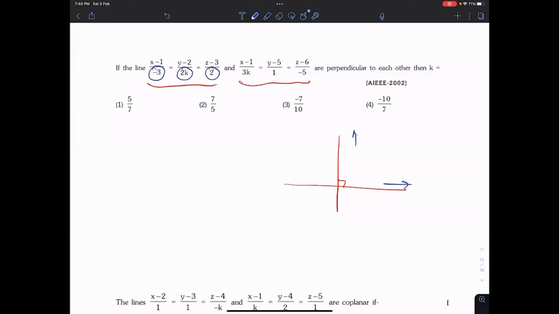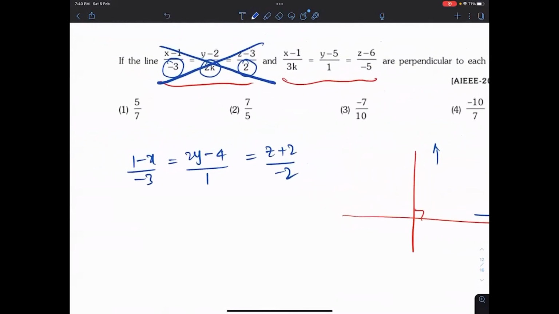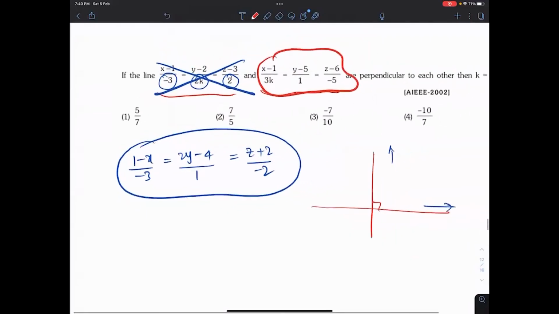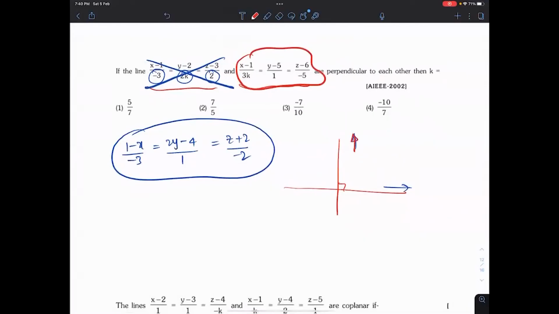And you need to make sure, for example, if the question is, assume that this is not given. I am writing one first line. Observe this very carefully. 1 minus x by minus 3 equals 2y minus 4 by 1 equals z plus 2 by minus 2. For example, like this it is given. This line and this line, the red color one, these two are perpendicular. That means the vectors which are parallel to them must be perpendicular.